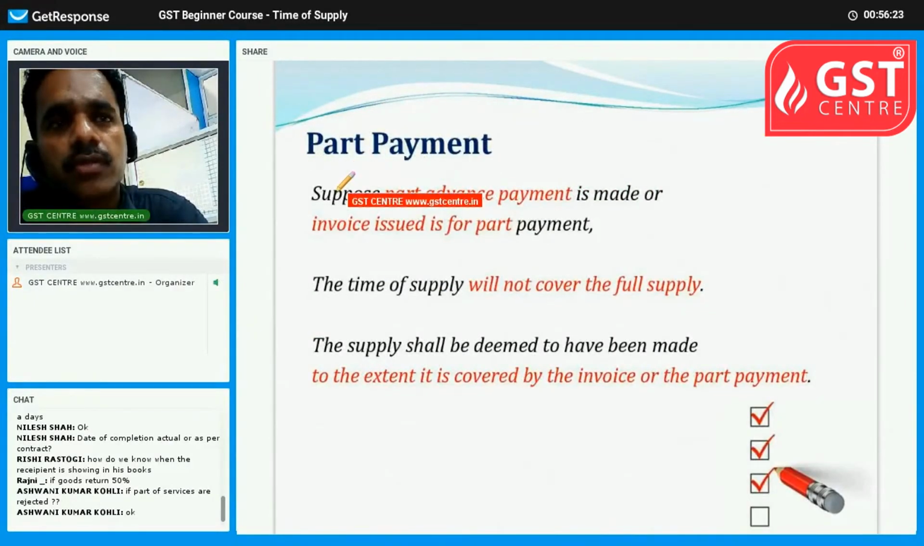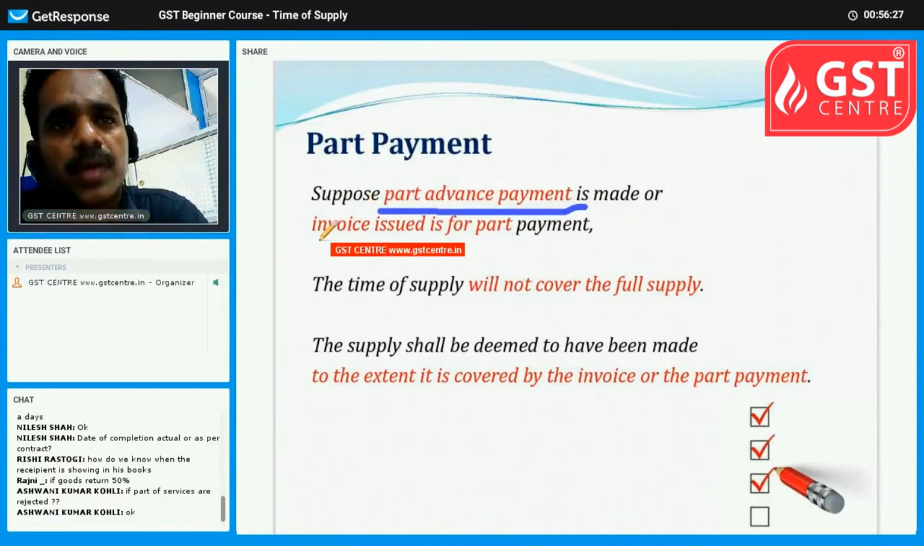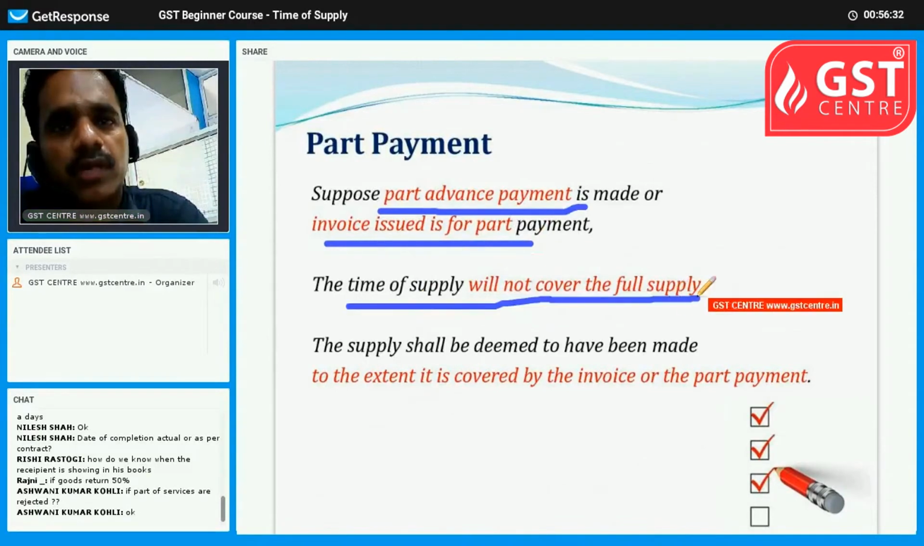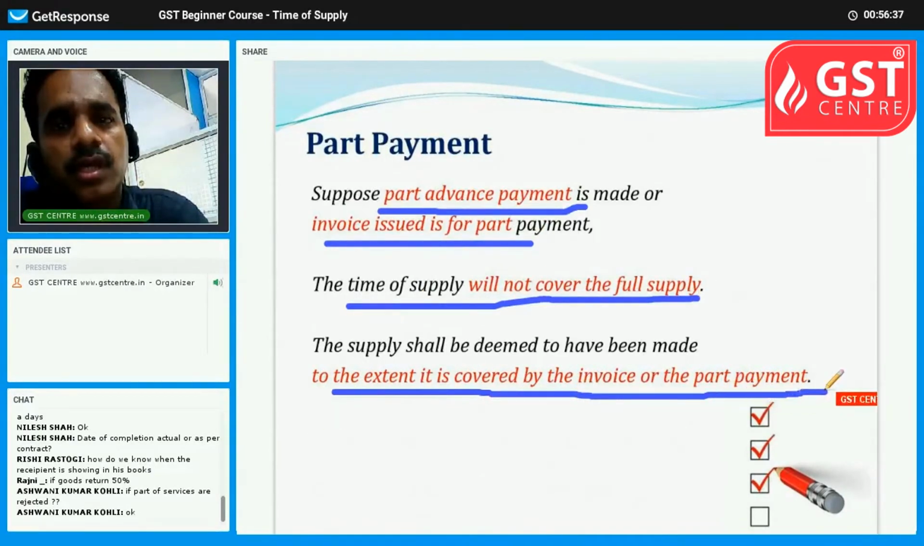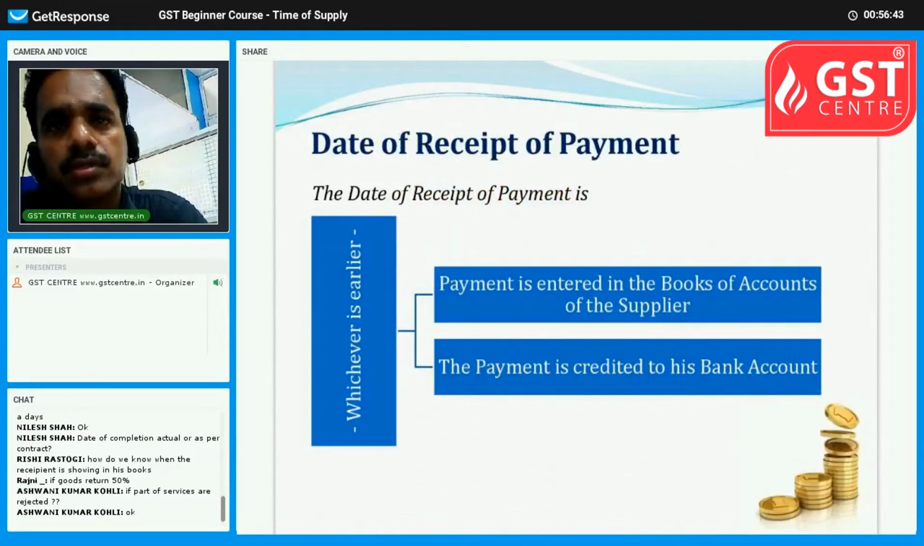And what do we have to do in the case of part payment? Suppose a part advance payment is made or an invoice is issued for part payment. The time of supply will not cover the full supply. It is applicable only to the invoice issued or the part payment done. That we have already seen in the last PPTs.